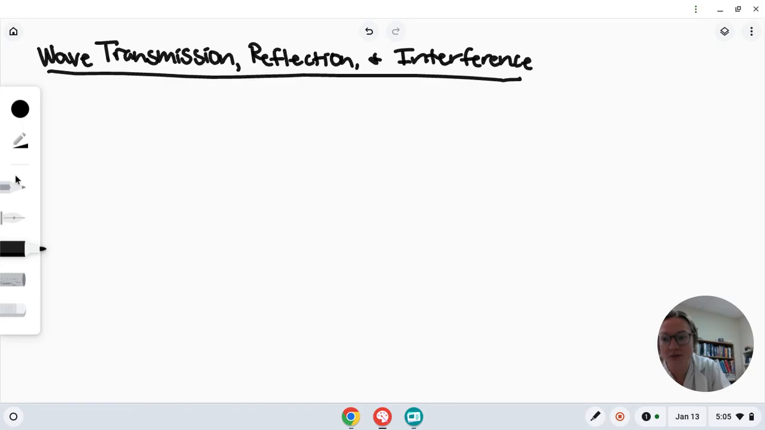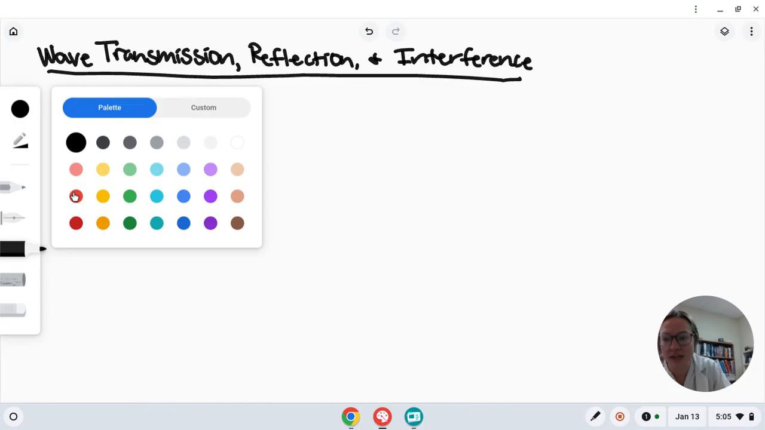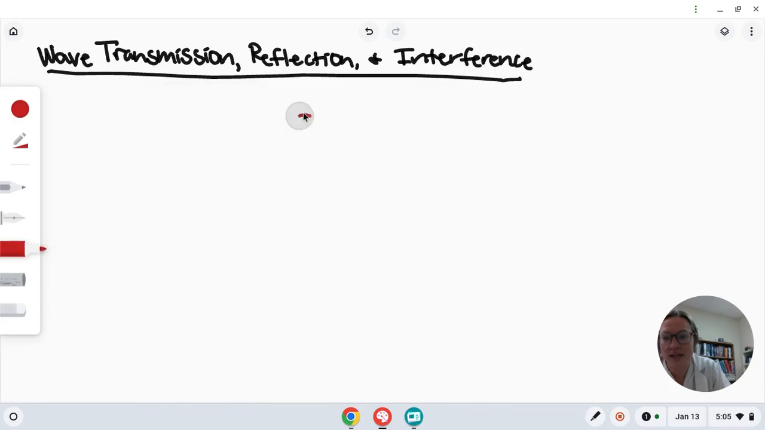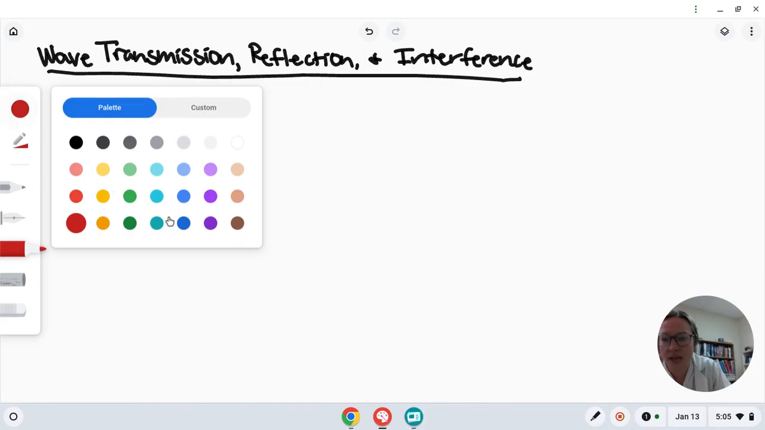What you just saw in this video is a very light rope, and here I'm going to clear this out. You saw a very light rope that was connected here to a much heavier rope.